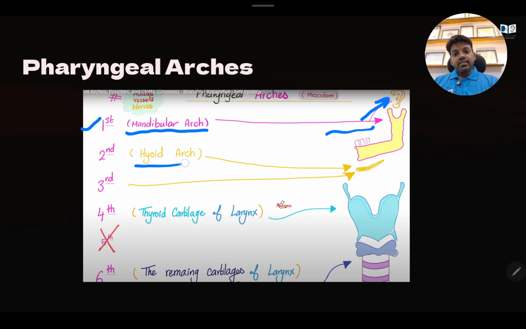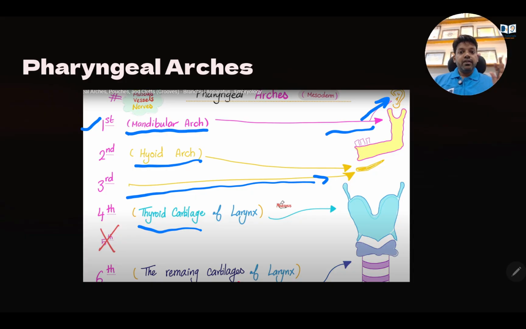Okay, the second one is called the hyoid arch. The second and third both contribute to a hanging bone in the body. This is the only bone which is not connected with any other bone. Okay, so it's the hyoid bone. Then comes the fourth one, the thyroid, which is for the larynx, and the sixth one is also for cartilage of the larynx.